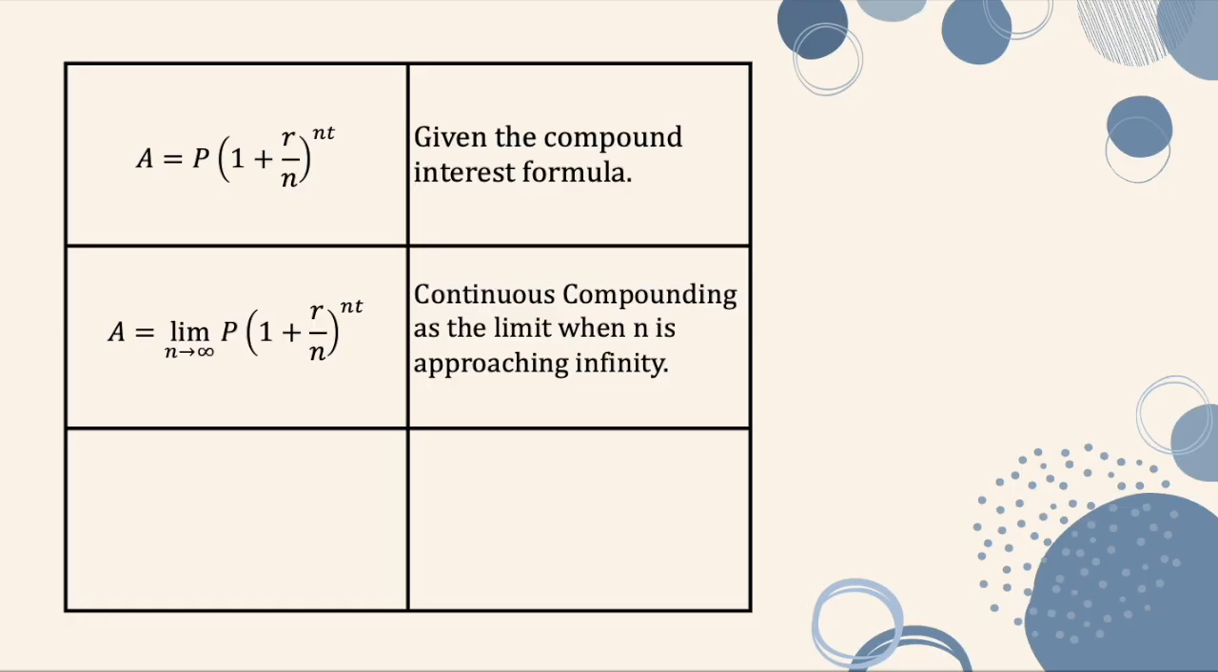Continuous compounding means interest is added infinitely often, so we will take the limit as n, the number of compounding periods, goes to infinity. To find the formula, we take the limit of the compound interest formula as n approaches infinity. This gives us the formula that we'll need to derive.